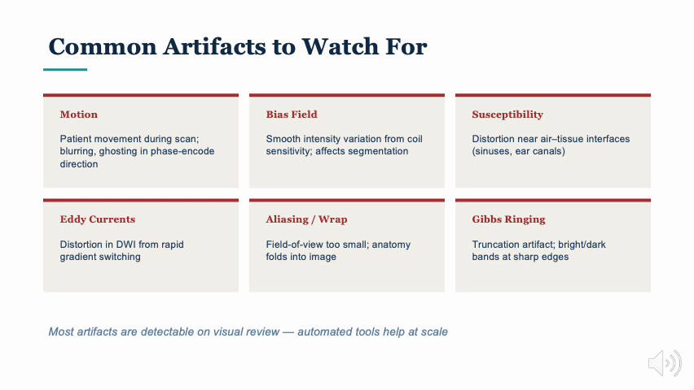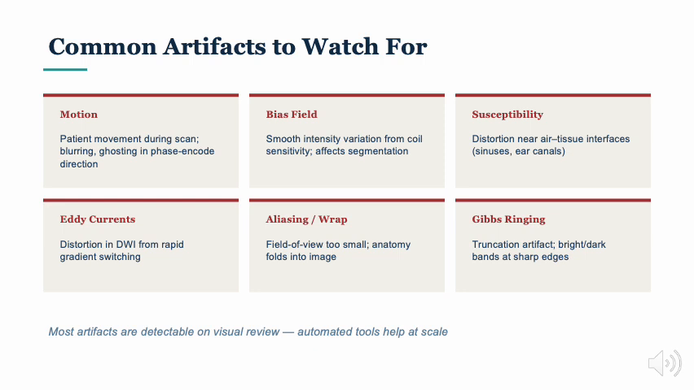Motion from patient movement causes blurring and ghosting in the phase encode direction. The bias field is a smooth intensity variation from coil sensitivity that affects segmentation. Susceptibility artifacts cause distortion near air-tissue interfaces like the sinuses and ear canals. Eddy currents distort diffusion images due to rapid gradient switching.